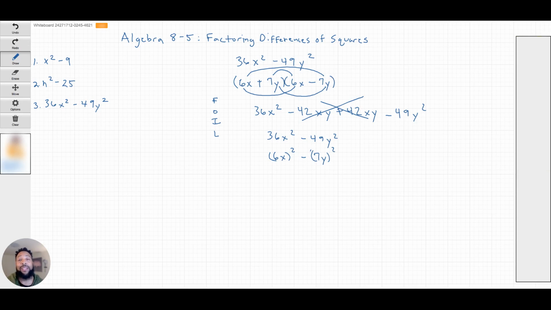All right, so I hope this helps. If this helped you, send it to someone else. We're talking about factoring differences of squares and how that middle information usually cancels itself out. And so we'll look at other factoring differences of squares in the next video, and we'll see you soon.